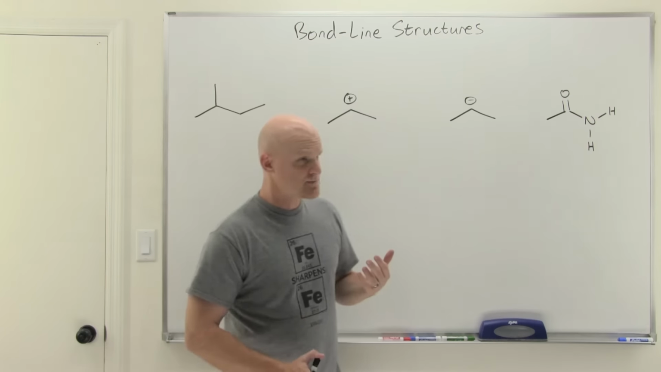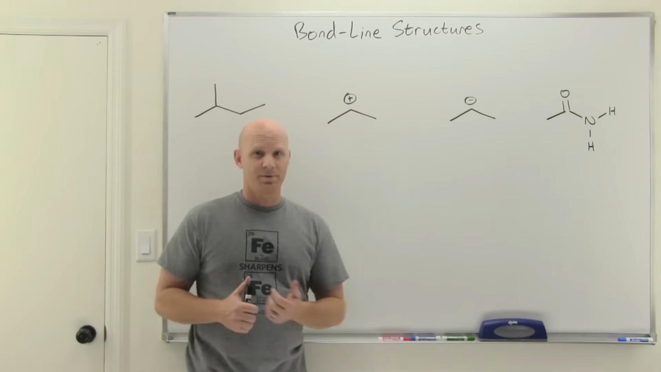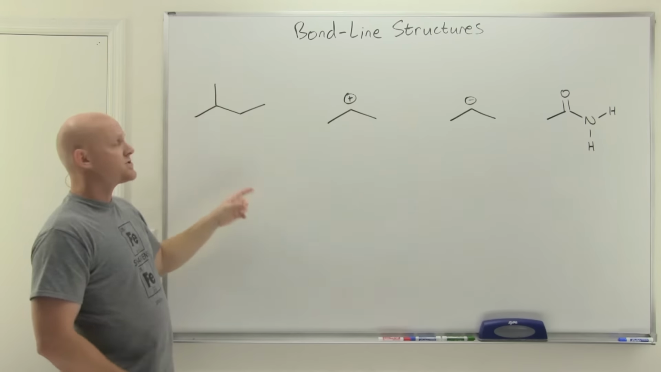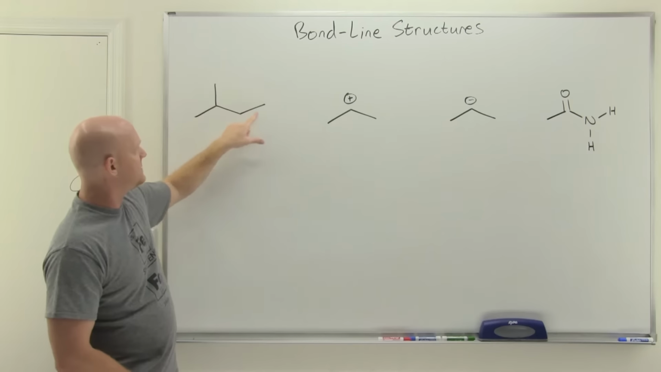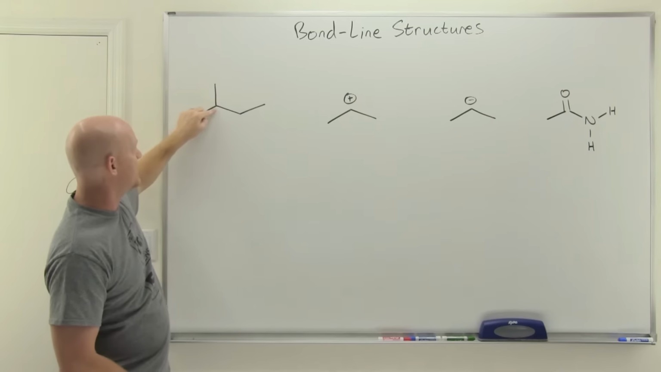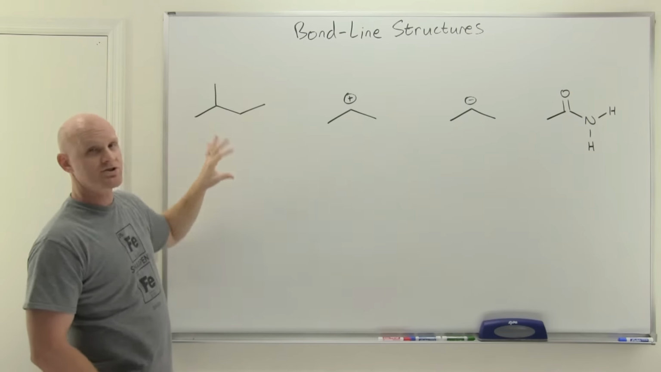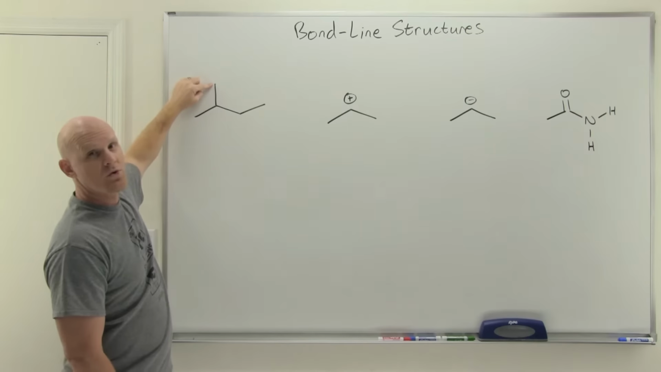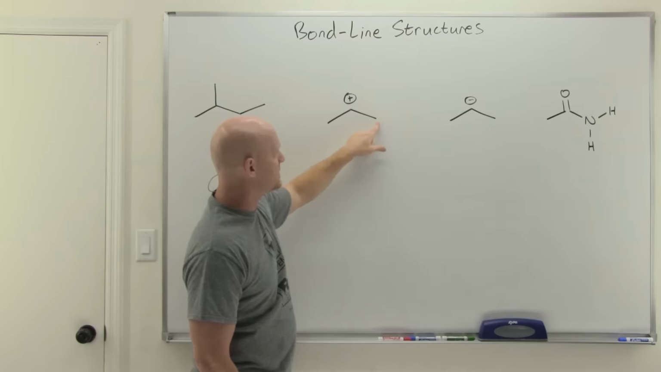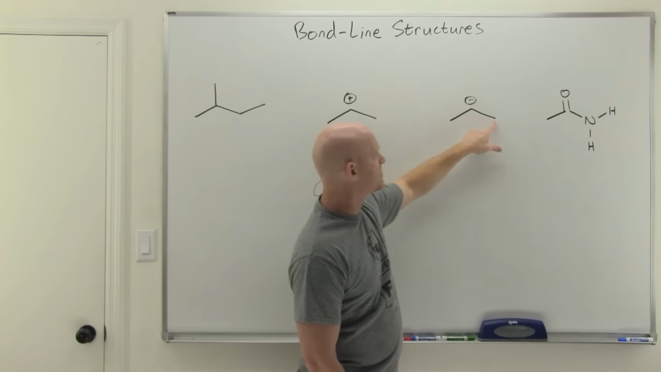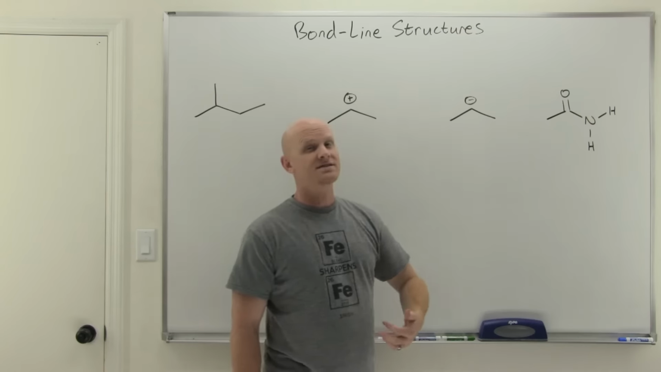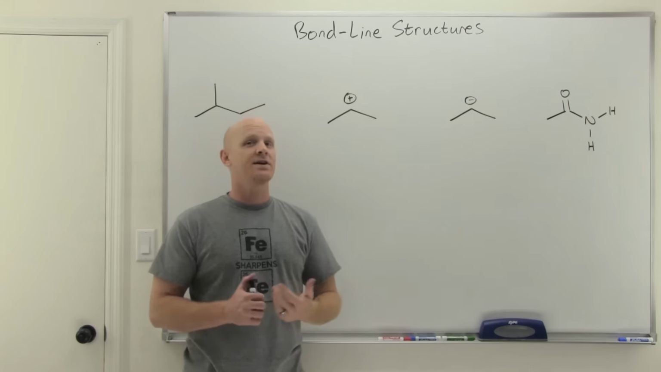So the first part is we typically don't draw in any carbon atoms in a bond line structure. The way it works is every vertex in your structure is a carbon atom. So in this structure right here, we can see that we have 1, 2, 3, 4, and a fifth carbon right up here. This one's got 1, 2, 3 carbons. This one's got 1, 2, 3 carbons. This one's got 1, 2 carbons. So any vertex that's not labeled by default is a carbon atom.